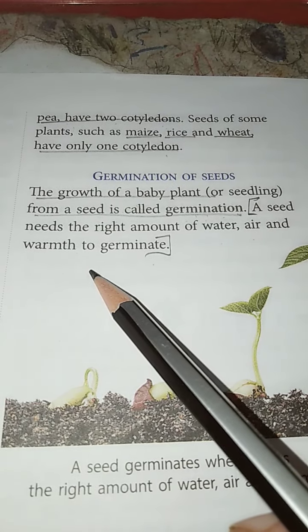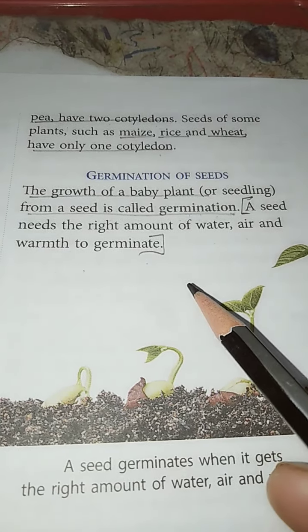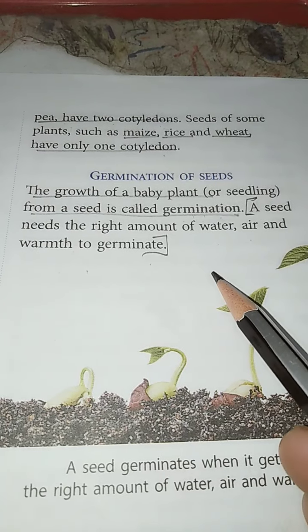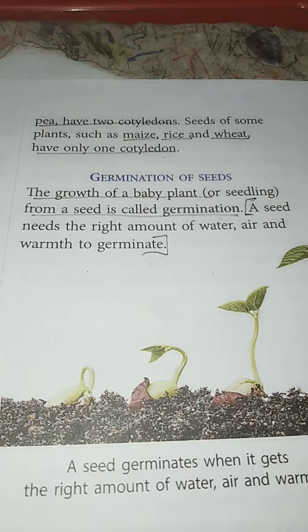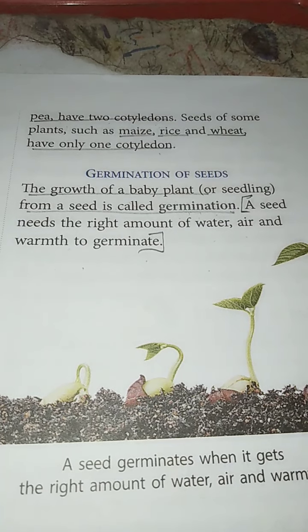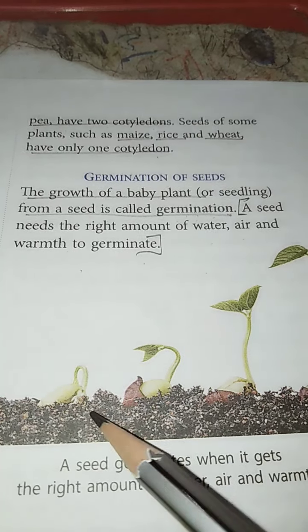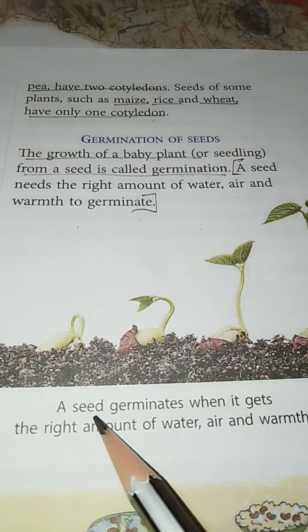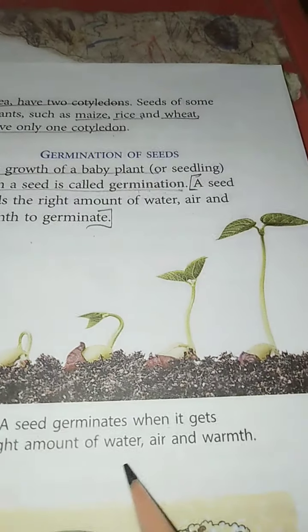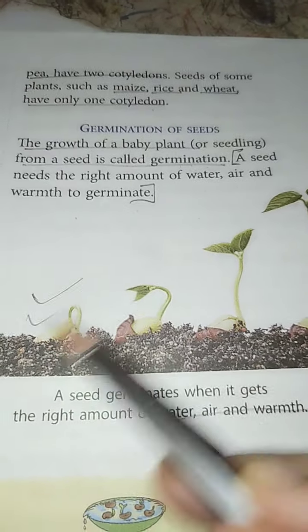And you all might have seen how sprouts are made at home. Sprouts are not kept in sunlight, but they are kept in a closed container. They have some moisture and air and warmth too, and they sprout inside the container only. So that is germination. A seed germinates when it gets the right amount of water, air and warmth. This diagram also you have to draw in your notebooks.